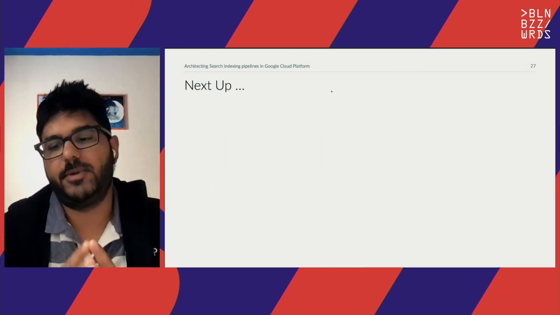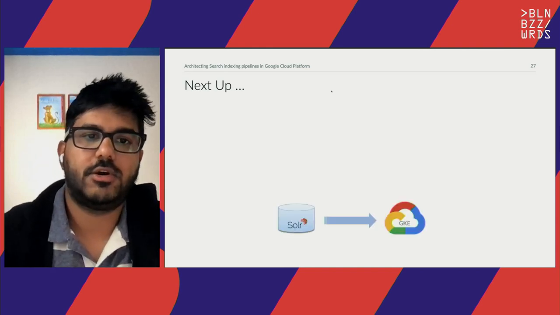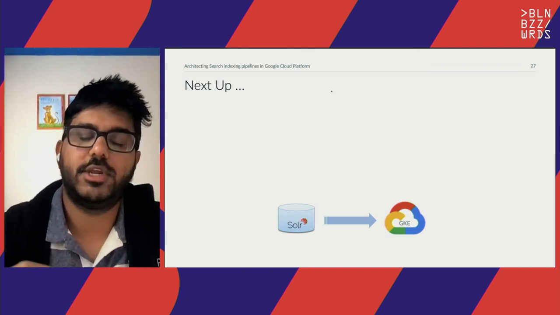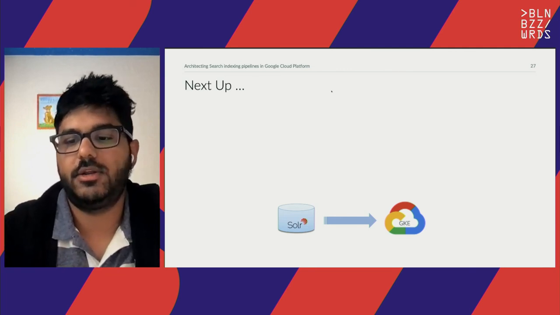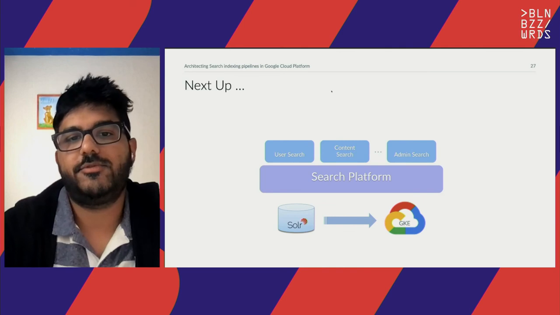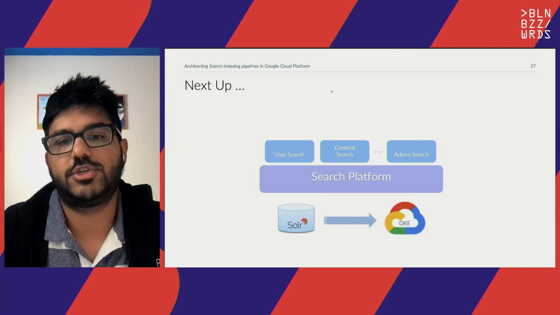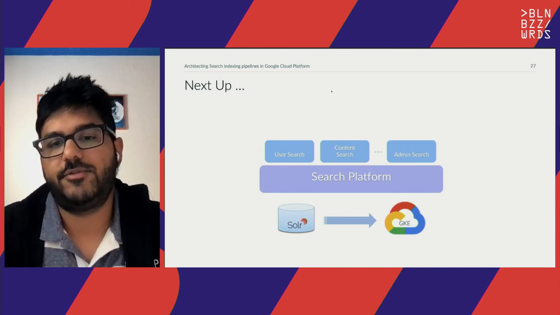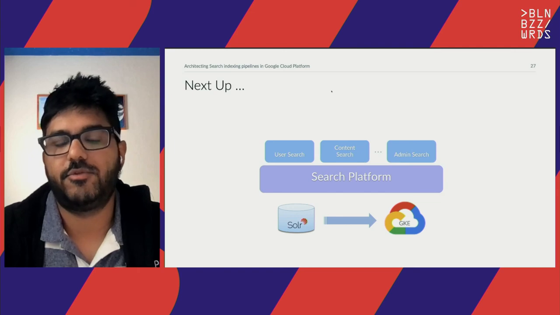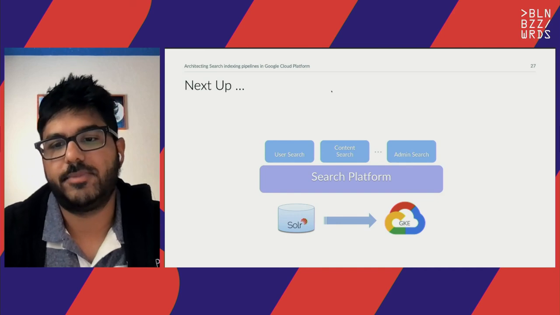That brings me to the end of my discussion today around indexing pipelines. Some of the other things my team is working on is actually now moving Solr into Google Kubernetes so that we have the entire system running in GCP. And on top of that, we are building a search platform to abstract away the complexity of running a search infrastructure so that we can onboard more tenants for other use cases such as user search and admin search. And they do not have to interact with the complexity of running Solr or running a scalable indexing pipeline.